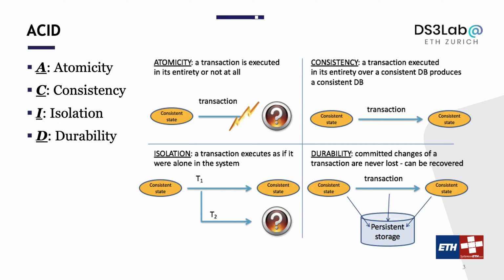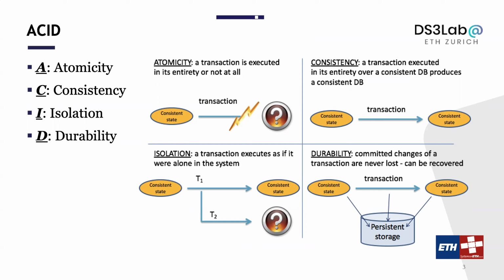The third property is called isolation, which means that if you have multiple transactions running at the same time, your final result should be equivalent to as if all those transactions were executed one after the other. Essentially, you get an equivalent result as if you only had one transaction at a time. That's called isolation.